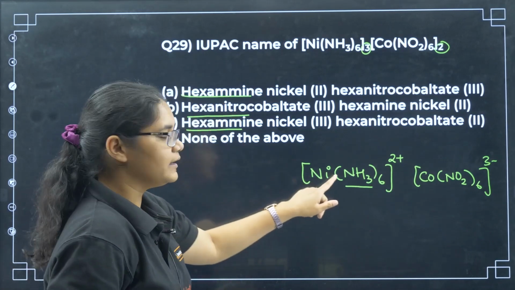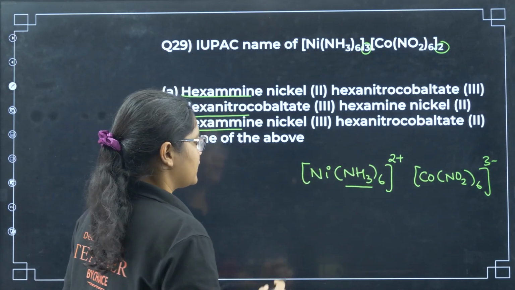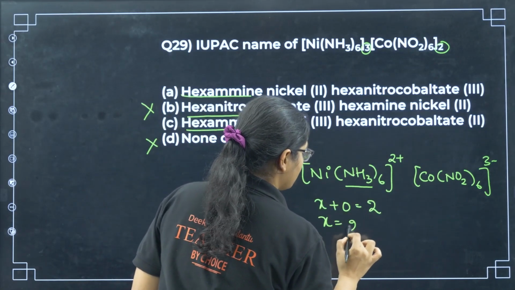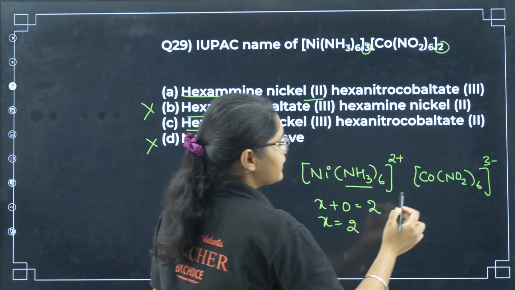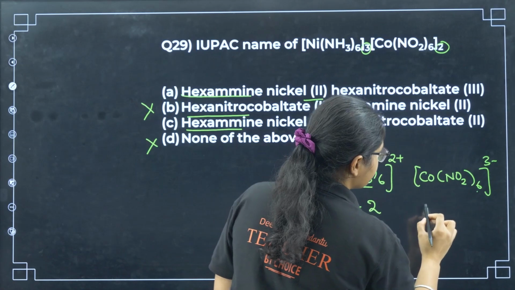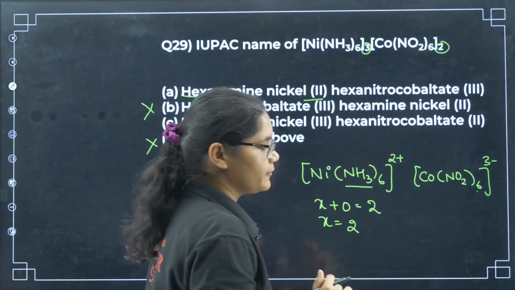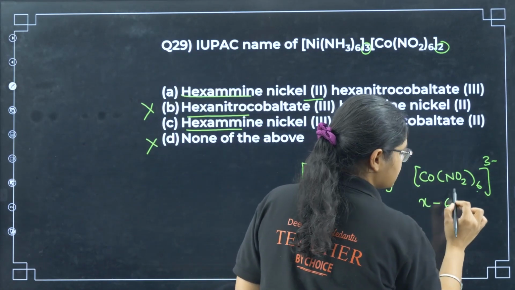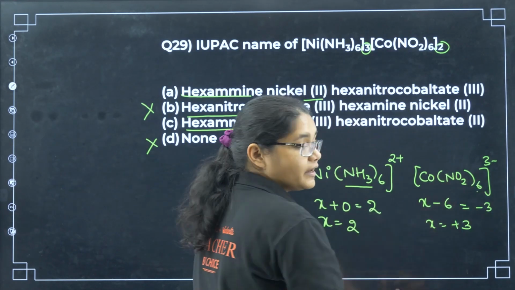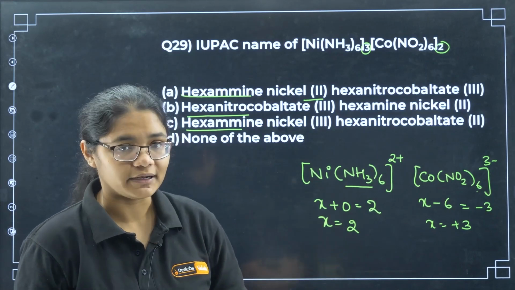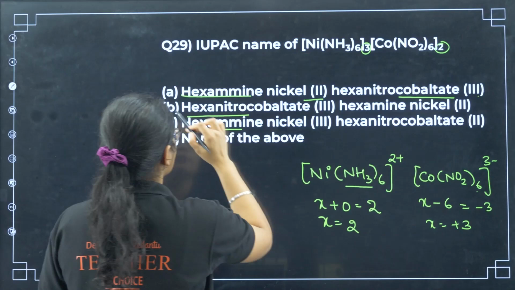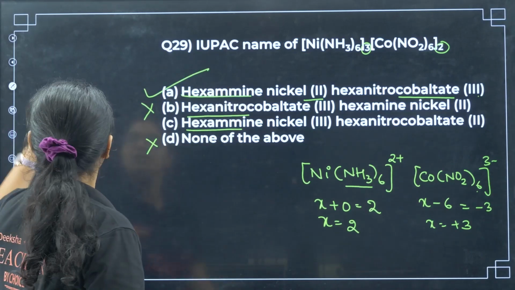So hexaamine nickel, what is the charge of nickel here? You can see this is X, this is 0, that is equal to 2, so I will get X equal to 2. Next we have hexanitro, this is NO2 group, hexanitro cobalt. So here also you can see NO2 charge is -1, right? So I have X minus 6 is equal to -3, X will be equal to +3, and since it is a part of the negative ion, it will end with cobaltate. So I have hexaamine nickel 2, hexanitro cobaltate 3, option number A is the correct answer.